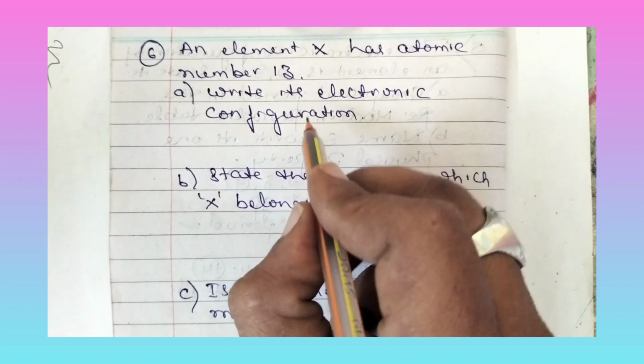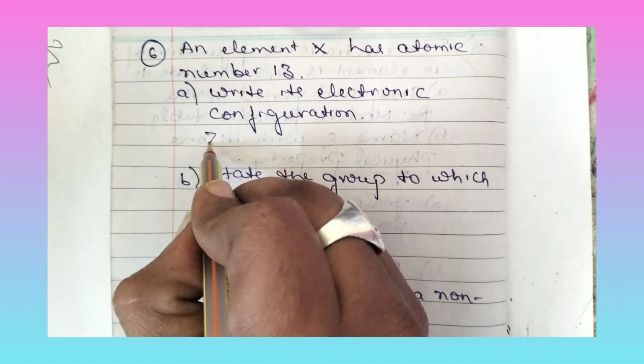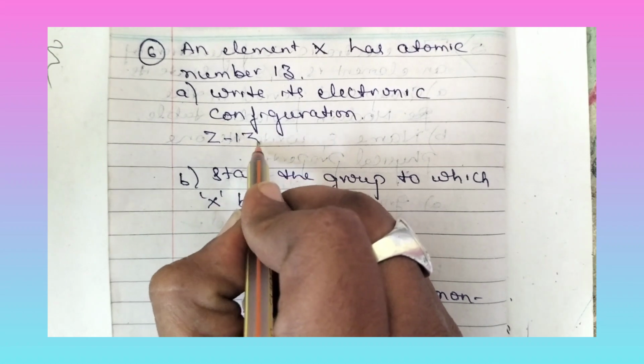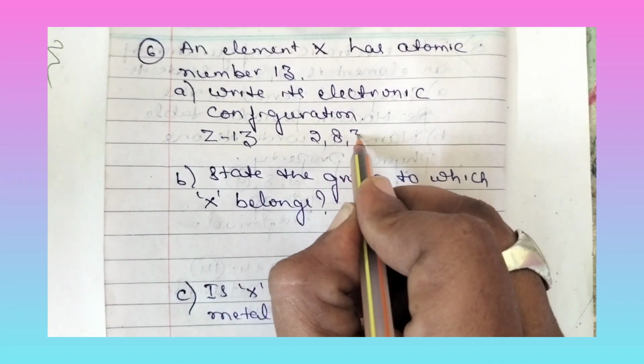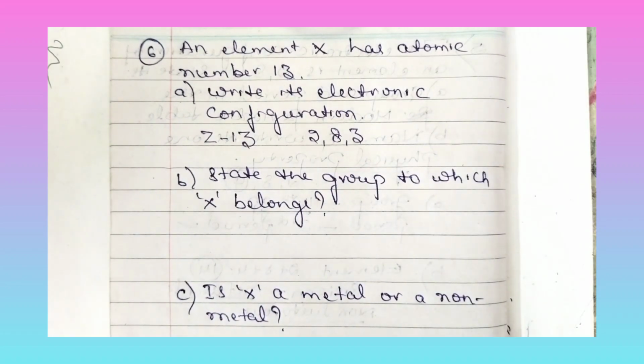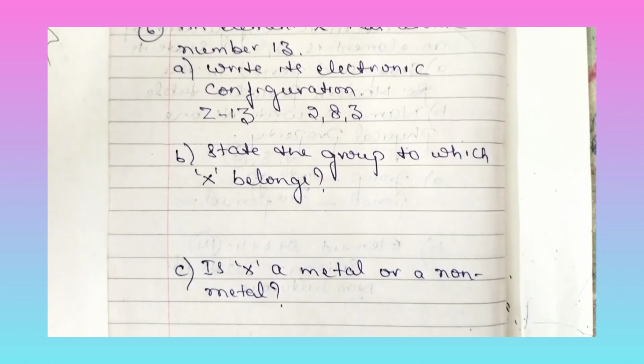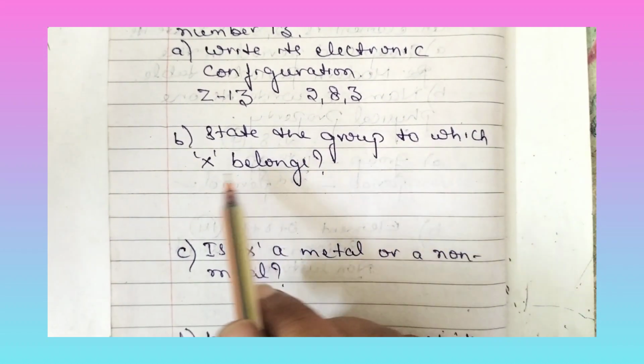So how to write the electronic configuration? We know the atomic number of the given element X is 13. Its configuration is 2, 8, 3. So 2, 8, 3 is the configuration. Then, state the group to which X belongs.